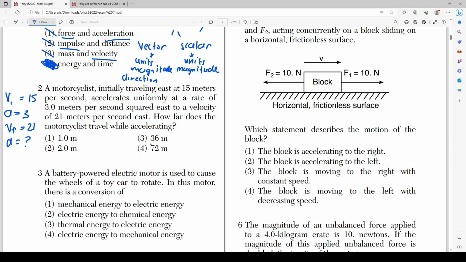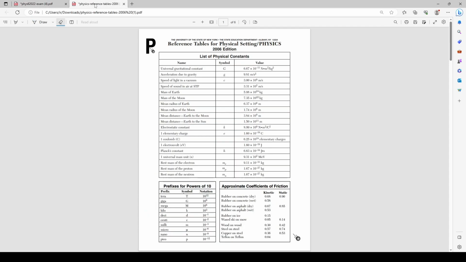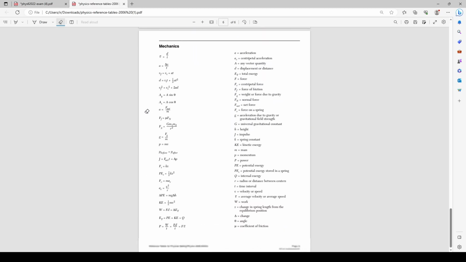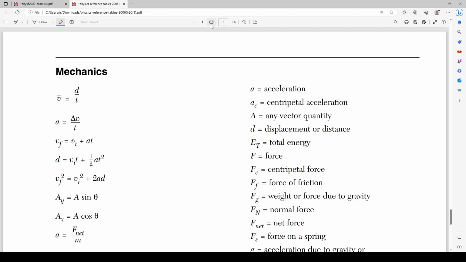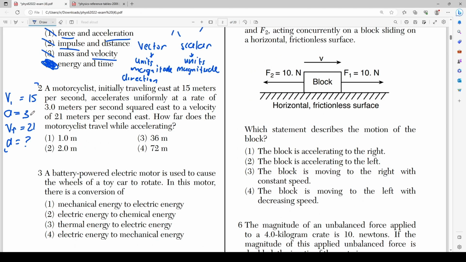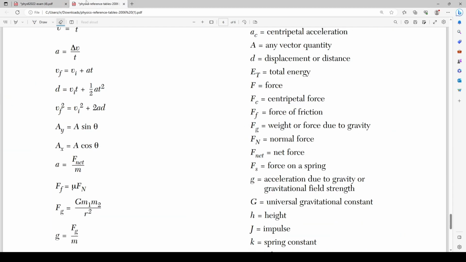Obviously, this is going to be a calculation problem, right? So I wrote down everything they gave us, right? So they gave us VI, A, VF, and D. Now, if this was the real test, I'm going to go to my reference sheet. I'm going to zoom in a bit, and I'm going to look for a formula that works with velocity initial, velocity final, acceleration, and distance. And I'm going to see that this is the formula that incorporates all of those variables, right?